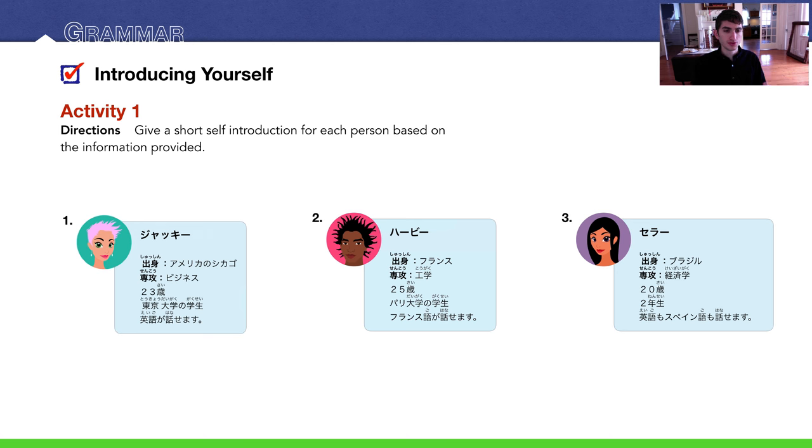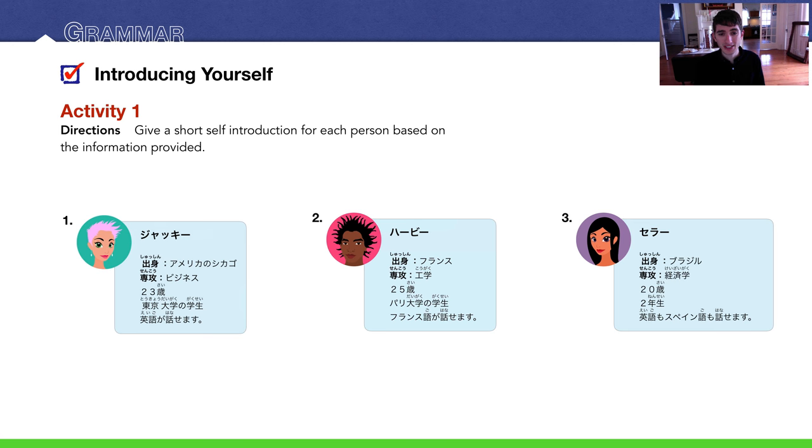So let's pretend we're Jackie, and we are doing a self-introduction for her. はじめまして、ジャッキーです。アメリカの、シカゴから来ました。専攻はビジネスです。東京大学の学生です。23歳です。英語が話せます。よろしくお願いします。 And that's it. All right. The main thing I'm looking for here is that you're at least saying はじめまして, your name です, and よろしくお願いします. The other stuff is just optional.